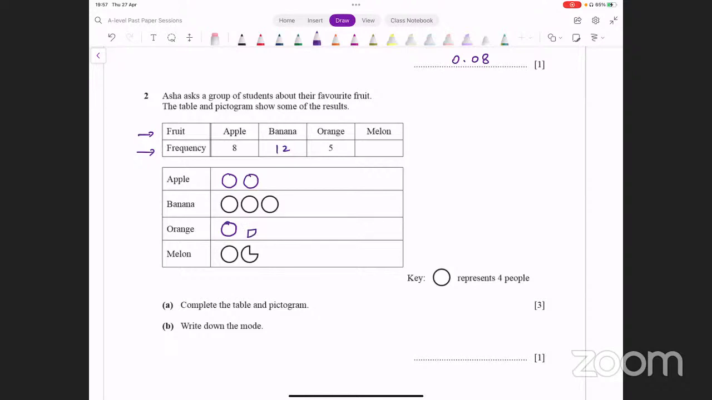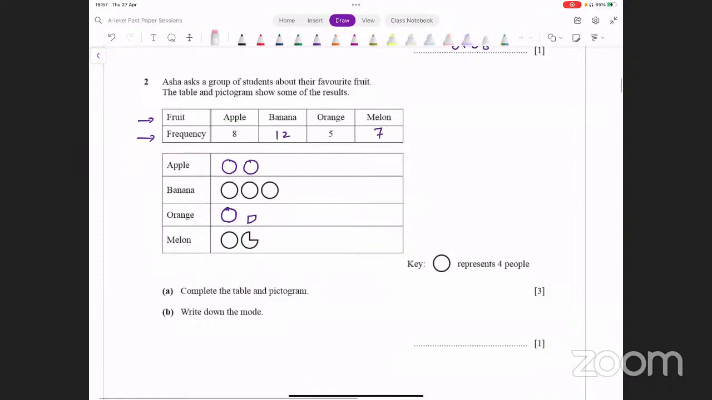1 quarter like this. Okay, आप कोई भी क्वार्टर बना दें, चारों कॉर्नर में से कोई भी एक कॉर्नर बना दें. So let's say you draw it like this. This is what you have for orange. Okay, अब melon count कर लें कितने. This is 4 and then this is 3 quarters. So out of 4 you have 3 here. So the number of students who tell her that their favorite fruit is melon is going to be 7. Okay, so आपने table और pictogram complete कर दिया.